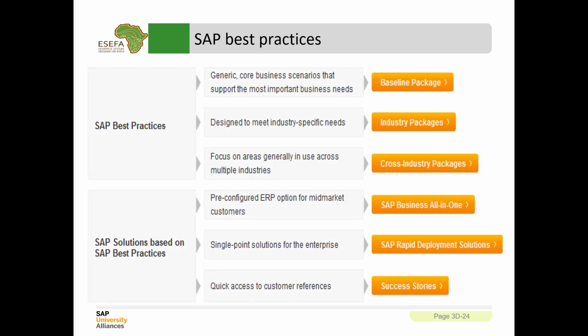Then lastly, under SAP best practices, it focuses on areas generally in use across multiple industries. So there are cross-industry packages. So we are saying that there's the integration of what a particular business A is doing, and also what business B is doing. So if business A and B are running on the same SAP, they can be integrated.